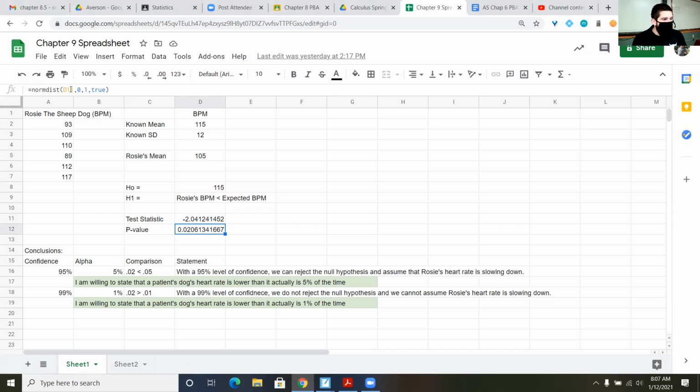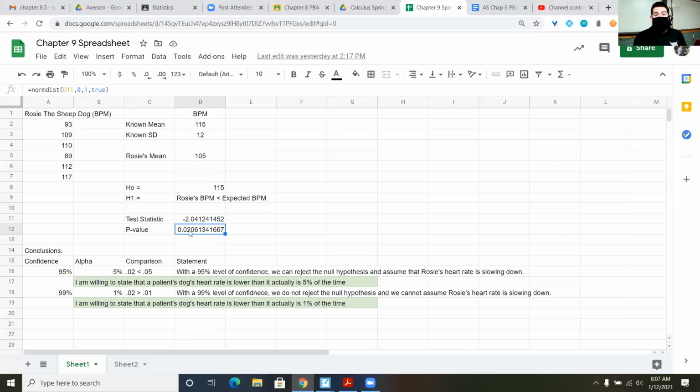So I went ahead and used my test statistic found in D11, the negative 2.04, comma 0, comma 1, comma true. And that gave me 2%. So what does this p-value mean? Well, this p-value is going to be the probability of a type 1 error. What that means is there's a 2% chance that I could say, hey, her heart rate is slowing down, and in reality, I was wrong and her heart rate's fine.